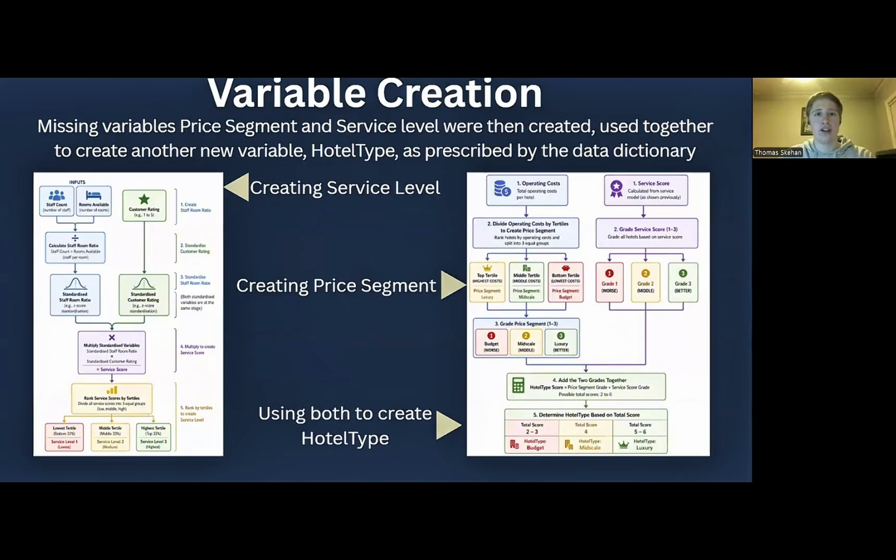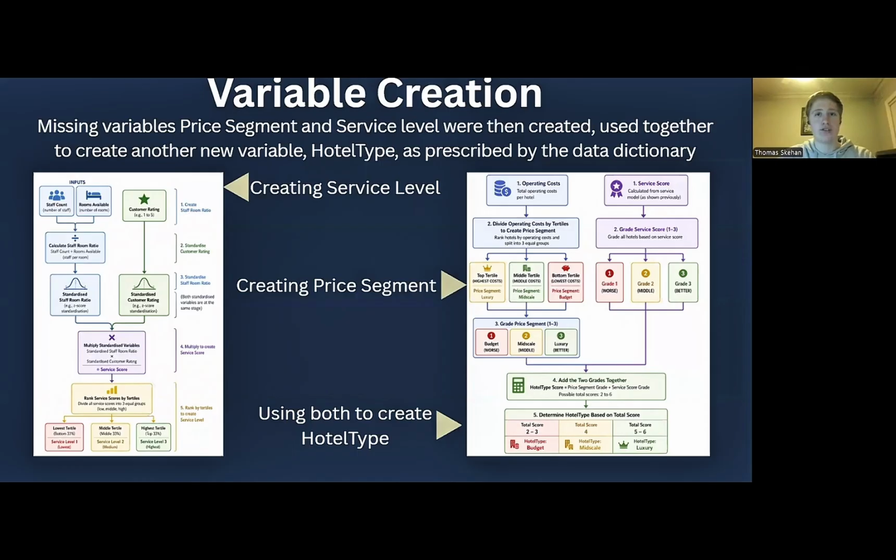The hotels then had to be graded under a new variable called hotel type, a combination of price segment and service level, both of which we had to create. Price segment was derived from operating costs, partitioned into tertiles to produce 3 balanced categories of approximately 100 observations each. Then service level was constructed as the composite variable of customer rating and another new variable called staff room ratio, which was the staff count divided by available rooms. These metrics were both standardized to Z-scores and averaged out, as they were initially measured on incompatible scales, and were then partitioned into tertiles with classifications of approximately equal frequency.